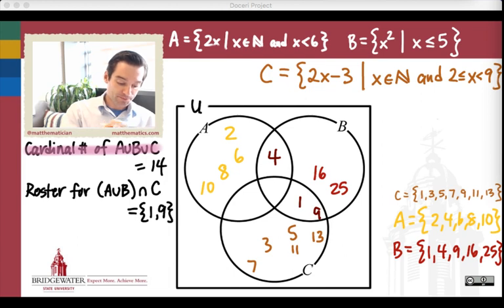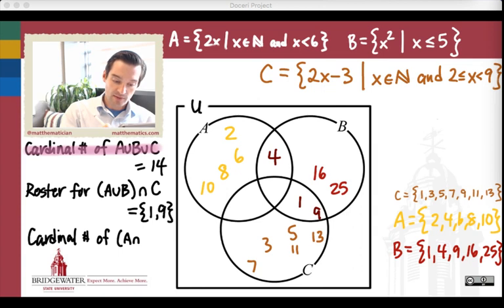Let's do one more. Let's suppose I wanted to know the cardinal number of A intersect B complement union C. So I've got a bunch of stuff going on in this one. So let's highlight some of the sets that we need to shade in order to make this thing happen.